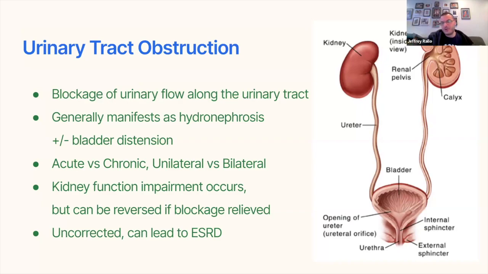UTO is just a blockage of urinary flow anywhere along your urinary tract. Your subcategories are usually upper versus lower, acute versus chronic, unilateral versus bilateral. In general, it'll manifest as hydronephrosis, with or without bladder distension, depending on where the obstruction is. Obviously, distal to the obstruction will be normal, and proximal will be distended and have some sort of backflow. Kidney function impairment occurs due to this backflow. It can be reversed if relieved early enough, but if uncorrected, it leads to end-stage renal disease. You all know this a lot better than I do.